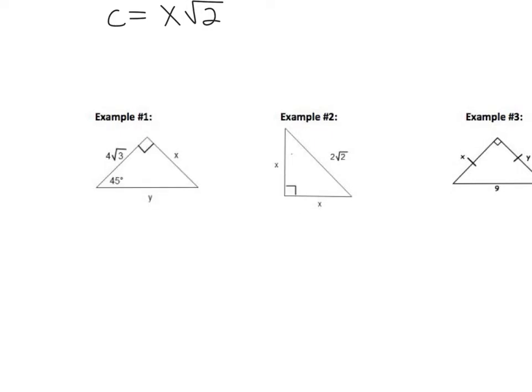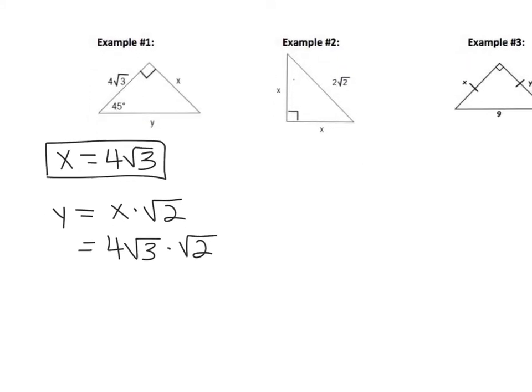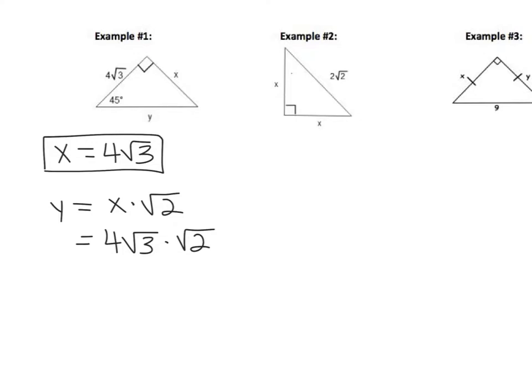So our first example, we want to solve for x and y. Well, we know one of the legs is 4 square root 3, so my other leg x has to be 4 square root 3 because the legs are the same. The hypotenuse y is the leg x times the square root of 2. Well, we know x is 4 square root 3, so we have 4 square root 3 times the square root of 2. And then we can multiply square roots, so the square root of 3 times the square root of 2 gives us that y equals 4 times the square root of 6. That's going to be the length of our hypotenuse.